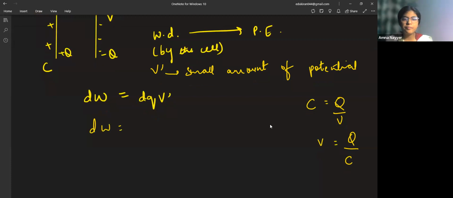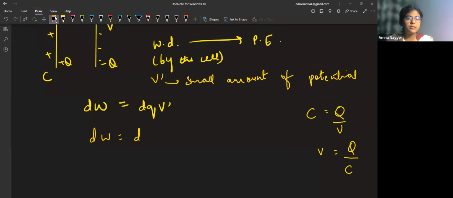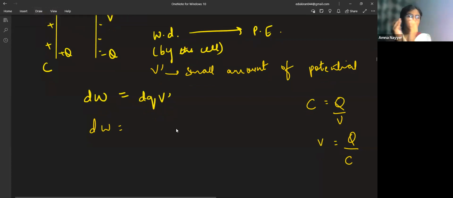dW becomes, charge becomes dQ. Look here, dQ into V prime. I'm writing V prime first. What would be V prime? V prime is a very small amount of potential. So what was the small amount of charge that we had chosen? q. Capacitance will be C no matter what, and then this dq.